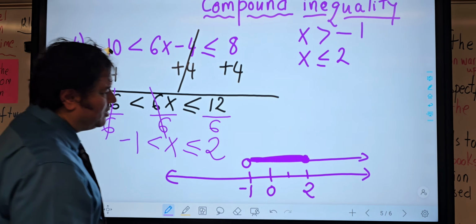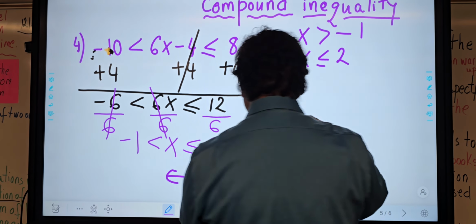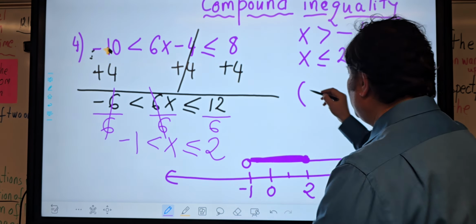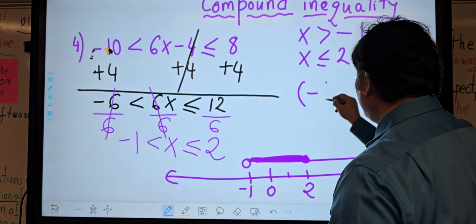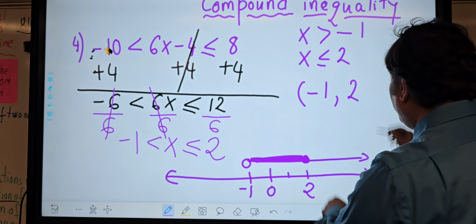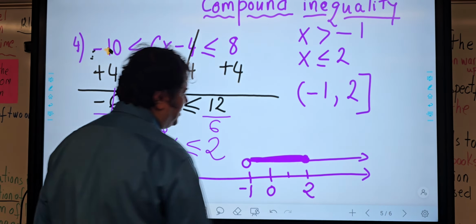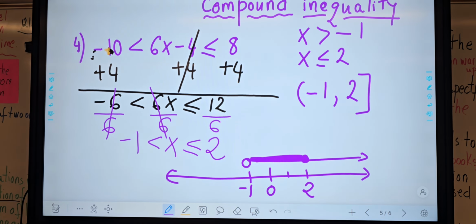So that's going to be our answer between those negative 1 and 2. So at negative 1, we have open parenthesis, negative 1, and it's going to go to 2, and there we have a bracket. Okay? That's the notation for our final answer.